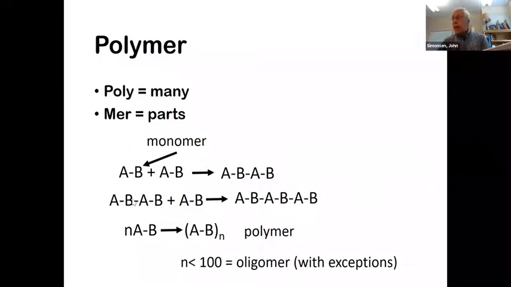And then, if the conditions are right, if we're doing our job correctly, it can react again. So you get another AB that reacts, so you get AB, AB, AB. And in the general case, we can write this as a chemical reaction: n AB goes to (AB)n. And this is how you write the chemical formula for a polymer. Now, generally, if n is less than 100, you call it an oligomer, not a polymer, but there are exceptions to that. That's just a rule of thumb. It's not written in stone anywhere.